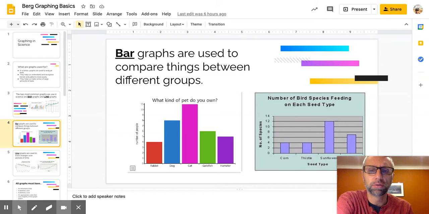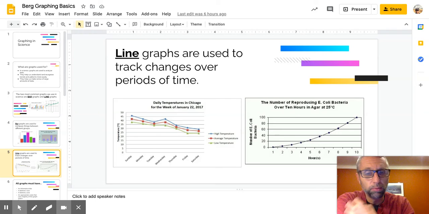Bar graphs are used to compare things in different groups. Oftentimes, you are looking at a snapshot in time, looking at this compared to that. And so when you are counting things, often it will be best to use a bar graph type situation. Bar graphs are going to give you totals.